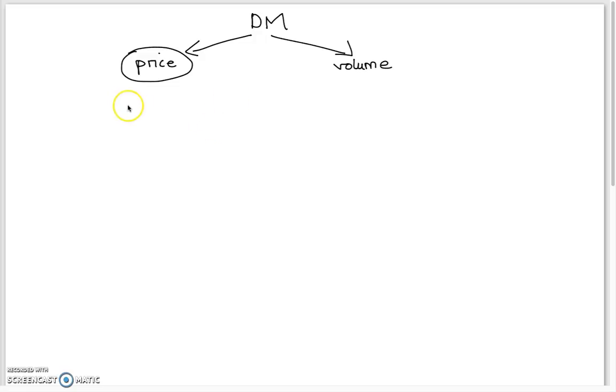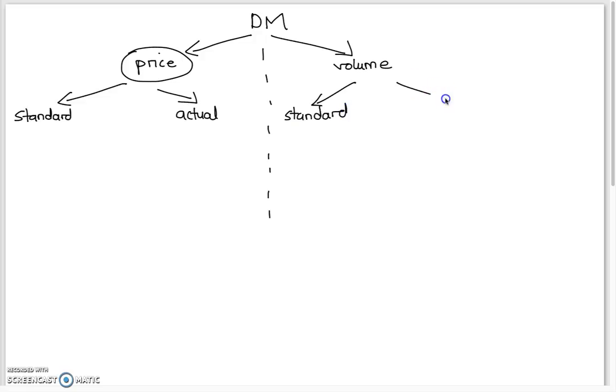So in order to do that, I would further divide each of these into standard and actual, right? And I would do the same thing for volume. Standard, actual.